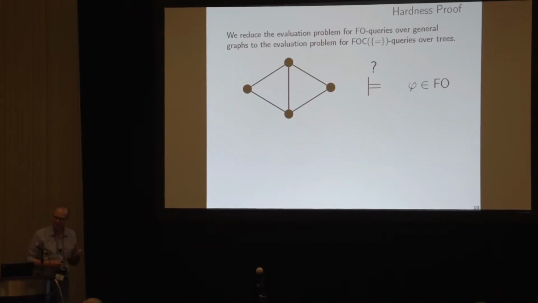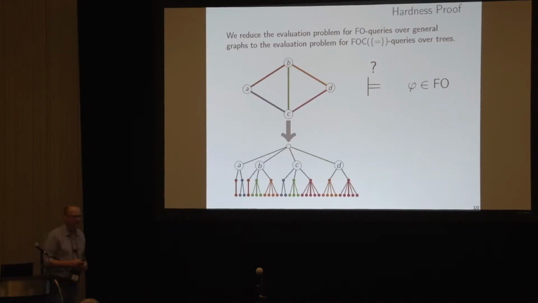It's extremely simple. We reduce the evaluation problem for first order queries on general graphs, which you remember is hard, to the evaluation problem for counting queries over trees. So we have a graph and a formula, and we want to evaluate the formula in this graph, and now we reduce it to trees. So first, we construct a tree from this graph, and it's a simple trick that we do. So the color coding is just to match things from the graph to the tree.